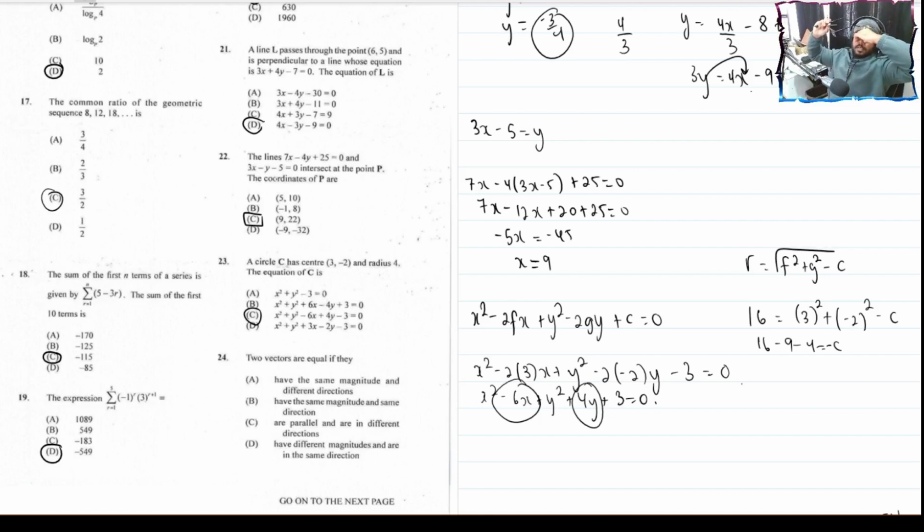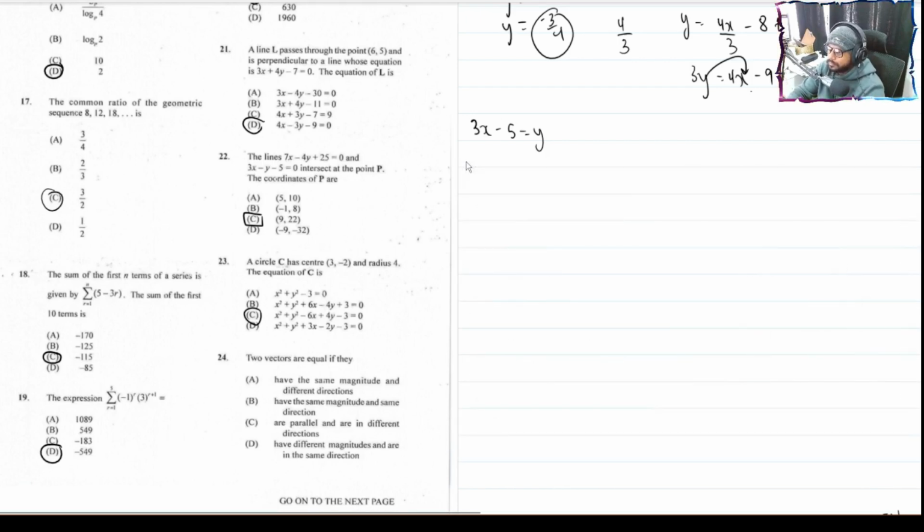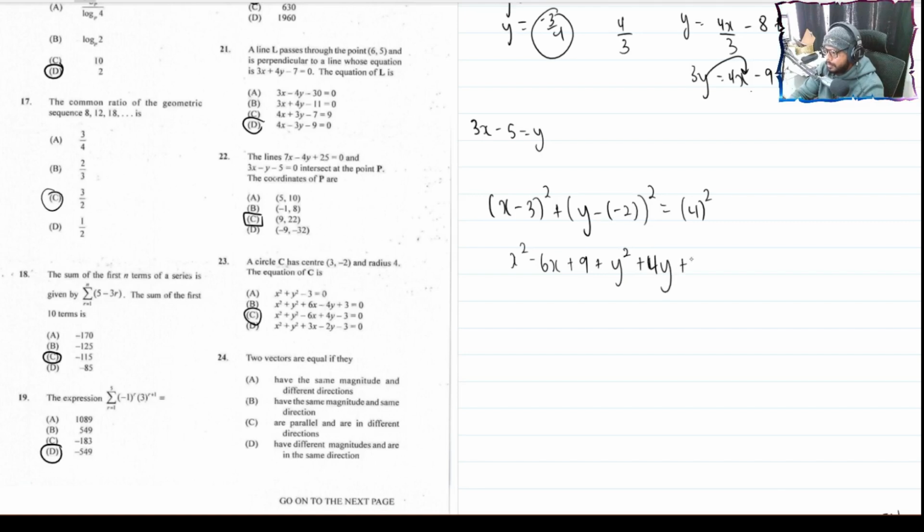Alright, another way we could have done this is by using x minus a squared plus y minus b squared, just to give you all that little bit of versatility in your exam. X minus 3 squared plus y plus 2 squared is equal to r squared. X squared minus 6x plus 9 plus y squared, plus 4y, and plus 4 is equal to 16. So we get x squared minus 6x plus y squared plus 4y. 9 and 4 is 13. When you bring the 16 across, 13 minus 16 is minus 3. And we get the exact same answer.